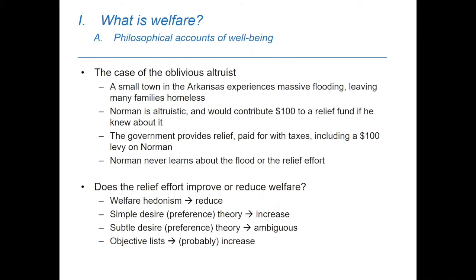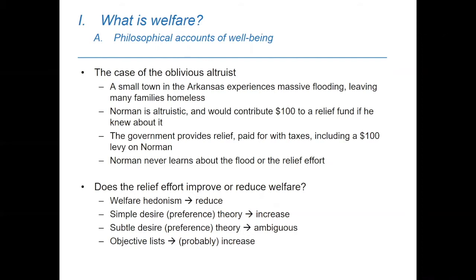Now, Norman, our subject, is altruistic, and he'd contribute $100 to a relief fund if he knew about it. The government provides relief, and it pays for relief with taxes, including a $100 levy on Norman. And by the way, Norman does not like paying taxes. Now, Norman never learns about the flood or the relief effort. And the question is, does the relief effort improve or reduce his welfare?